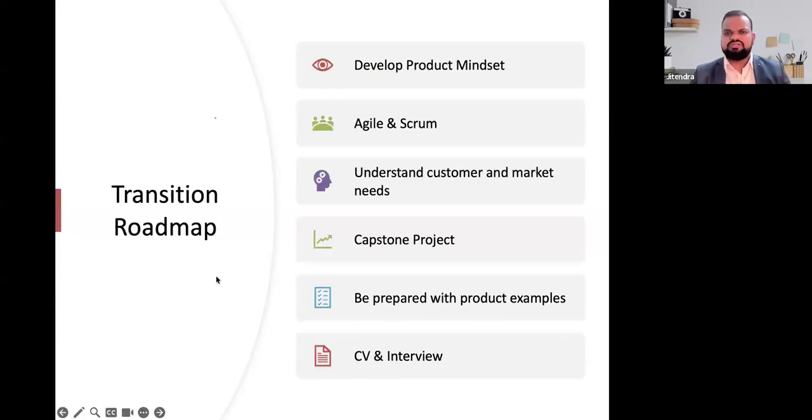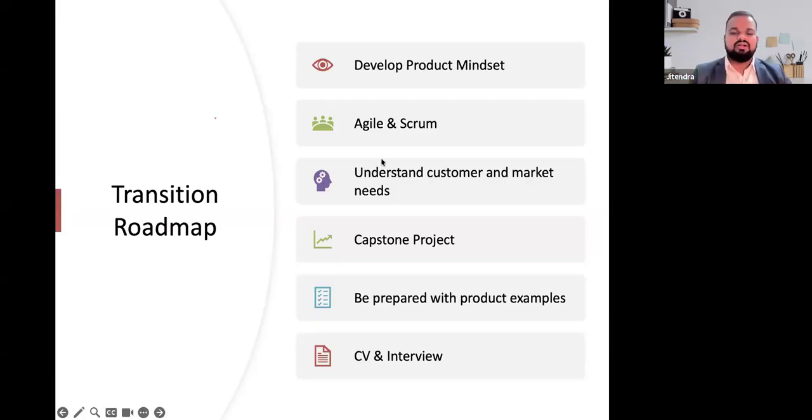First thing first, when you want to transition, develop a product mindset. How to do it? Think about any product, any software, whatever you are using. Imagine you're using Zoom, WhatsApp, any application. Think about a general question: if I were working as a product owner, what additional feature could we add to this product which is going to help the customer? What feature may not be required, but is there? What is something that maybe we can do in a different way? So always start thinking in that direction.